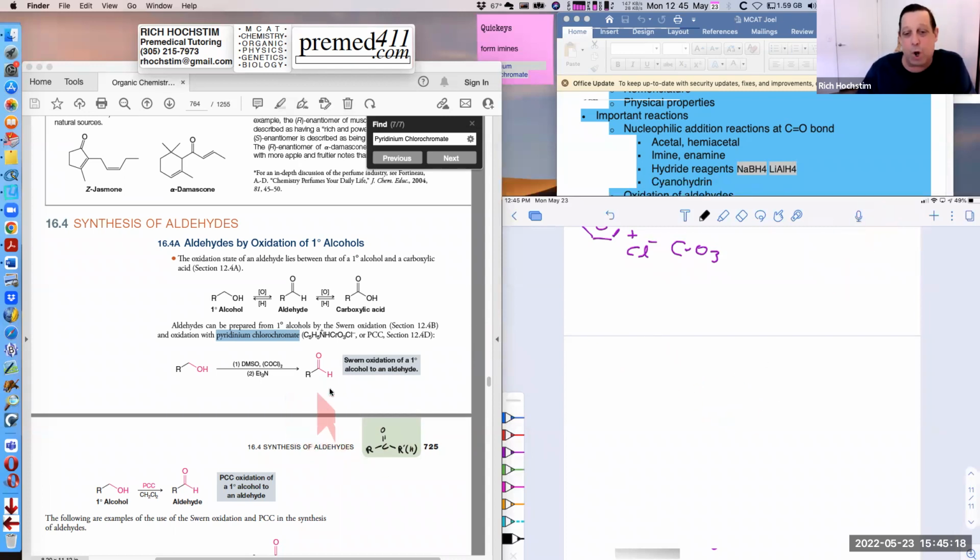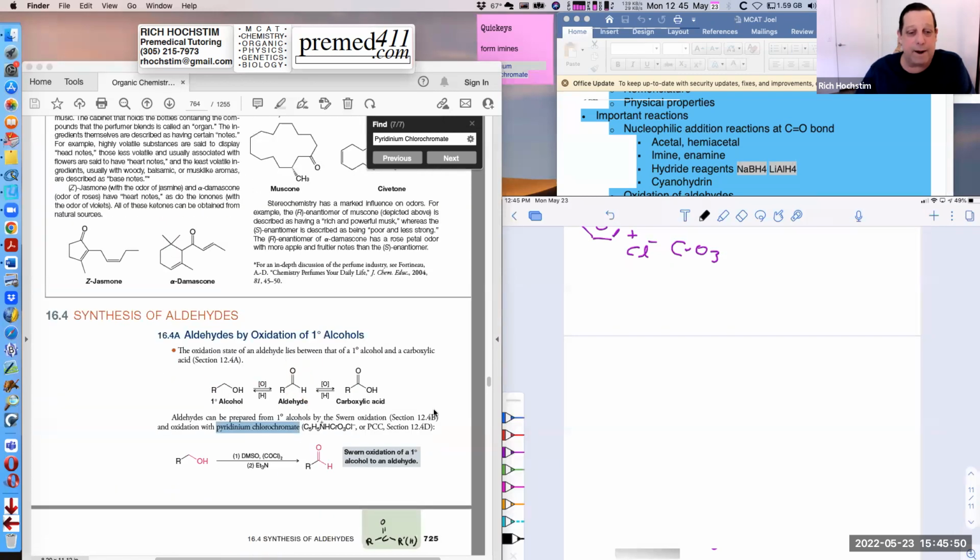There's another reaction called Swern. You don't need the mechanism for sure, but you just need to know it does the same thing as Jones reagent does, as PCC does. And you take DMSO, and then this is called, I forget, but COCl2, I think methylene chloride, and then a base here. And essentially it does the same thing here. Is that right? Hang on.